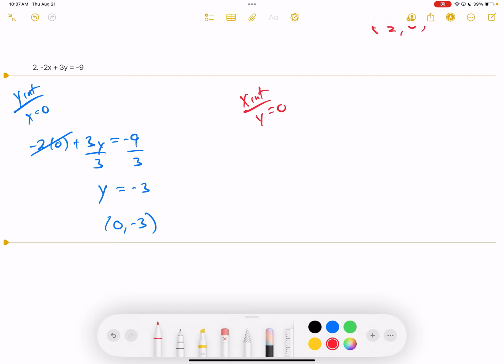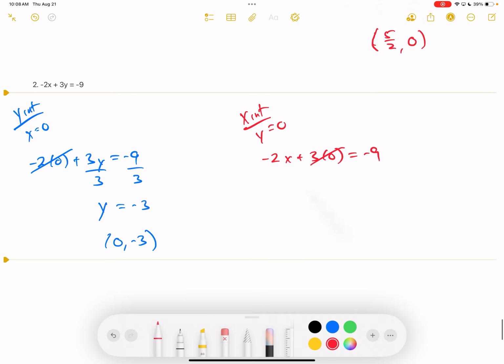And then to find the x-intercept, I make y be 0. Three times 0 goes away. Divide by negative 2, and x equals 9/2.